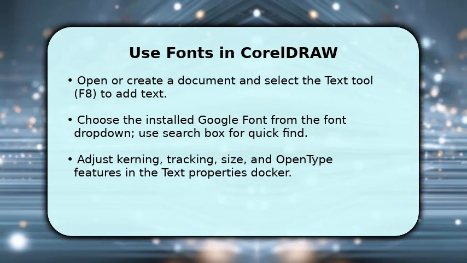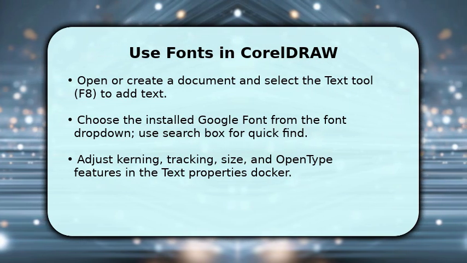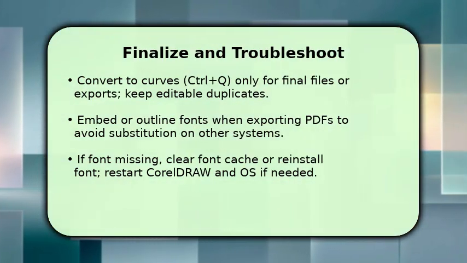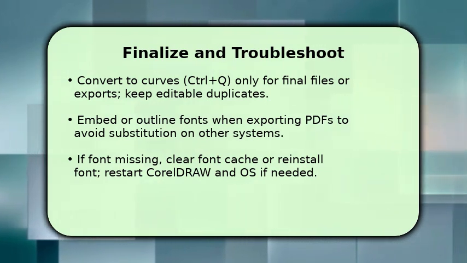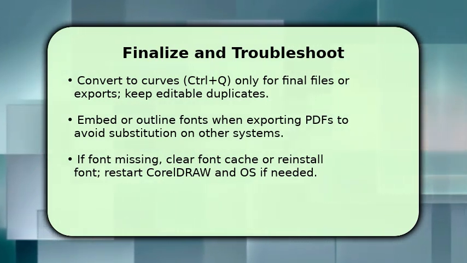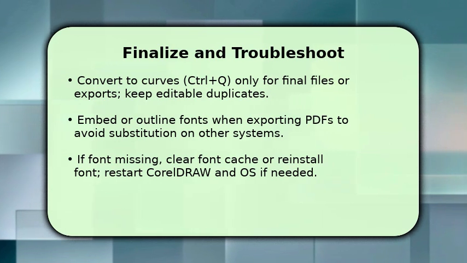You finish by preparing the file for sharing or printing and handling common problems. For production, convert text to curves using Ctrl+Q, but keep an editable copy beforehand. For PDFs, embed fonts or outline them to prevent substitution.